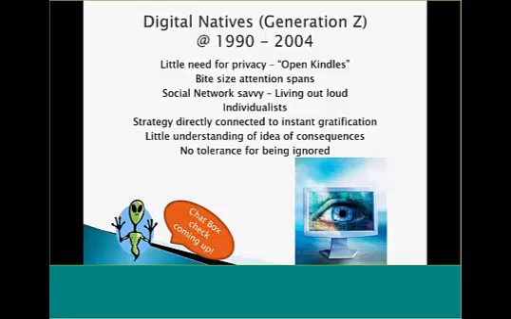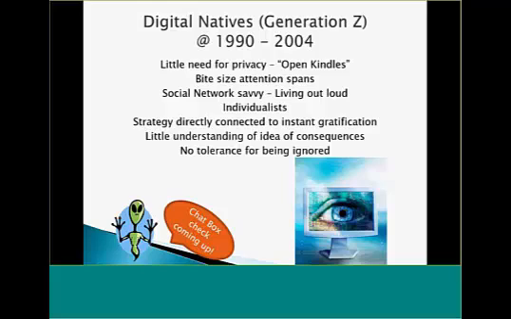Now, unlike our generation Y, this group is showing signs, again based on the data, that the pendulum is swinging again, and here we're talking about a lot of individualists all over again. Their strategy is directly connected to instant gratification. They want it now. There's little understanding of the idea of consequences, as we talked about before with generation Y.